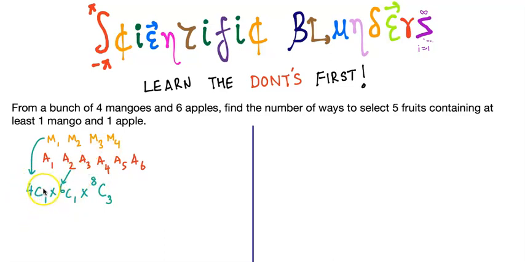So I pick of the 4 mangoes, I pick 1. Of the 6 apples, I pick 1 more. And then of the 8 remaining fruits, I can pick any 3. It doesn't matter because I already satisfied the condition of having 1 mango and 1 apple, right? And so this evaluates to 4 times 6 times 8C3, which is 8 times 7 times 6 divided by 3 times 2 times 1. Okay. And if I did my math correctly, this should give us 1344. Okay. And we are done.